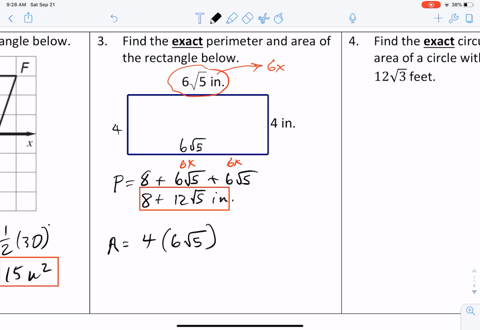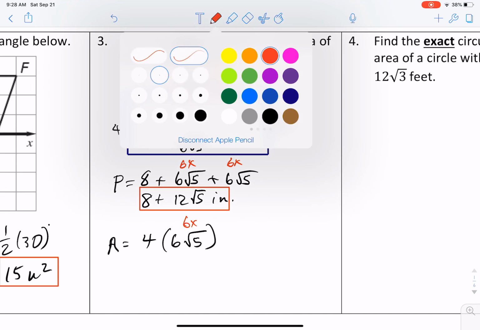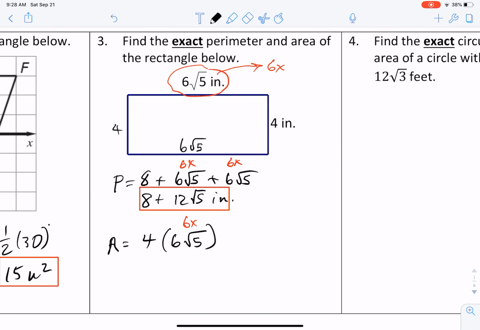If I were going to multiply this thinking that this is something like 4 times 6x, then the only thing that gets multiplied are the 4 and the 6, and then the x comes along for the ride. And that's going to be our square root of 5 here.